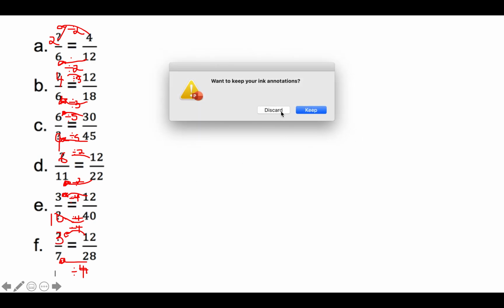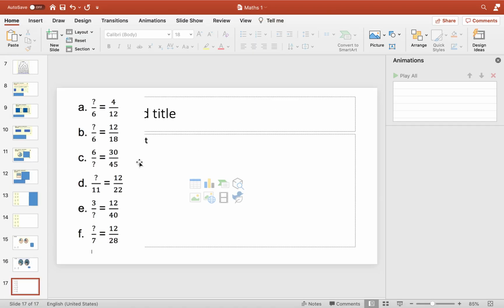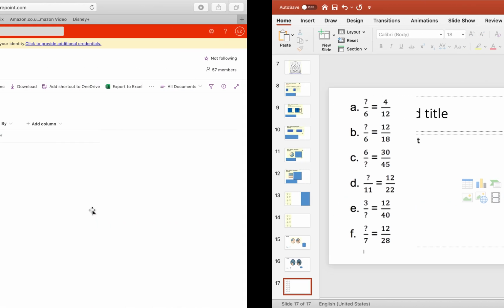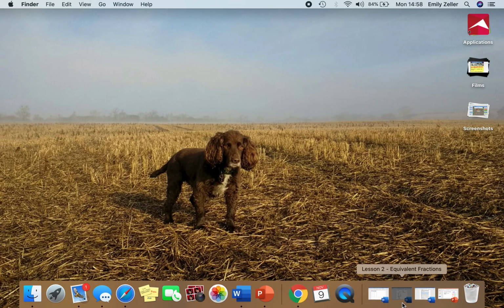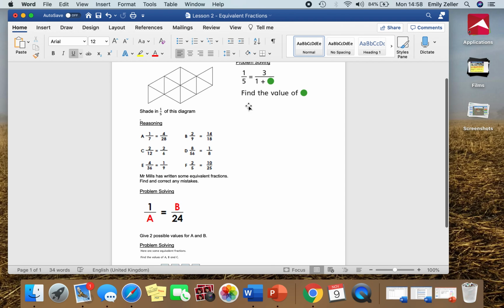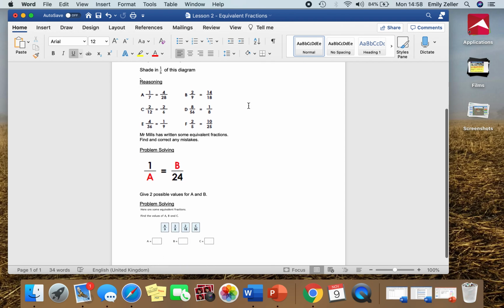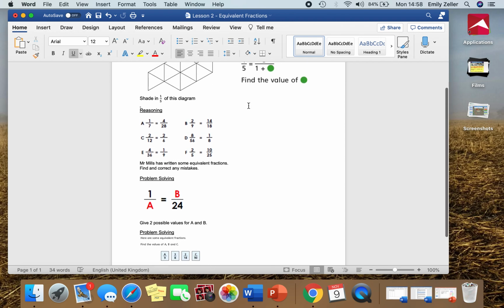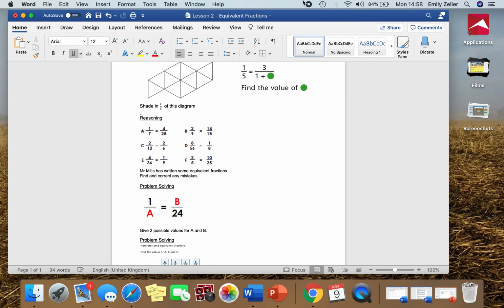So let's have a look. So there are your questions. If you didn't get them right, redo them. I've also got some extension if you want to challenge yourself. You have some reasoning and some problem solving that you can give a go at. Okay? Right, well done, Year 5. See how you get on.